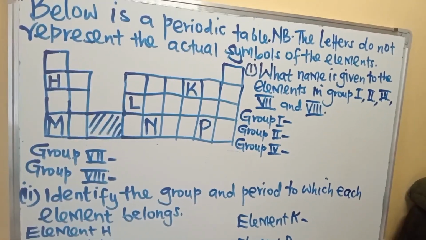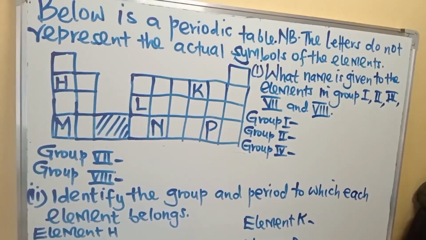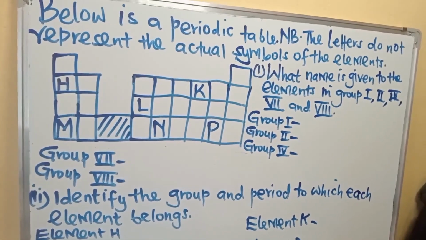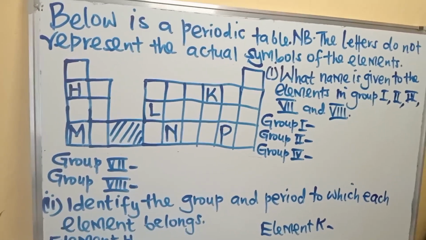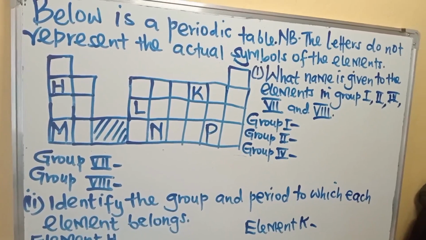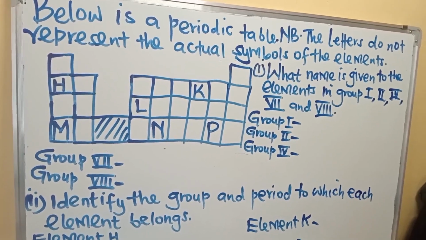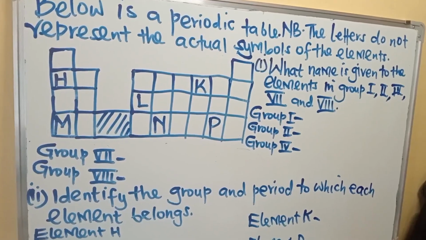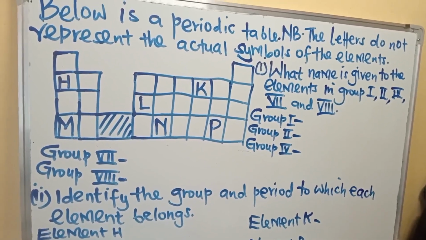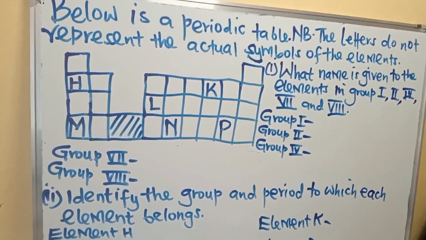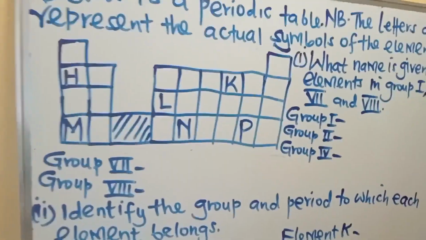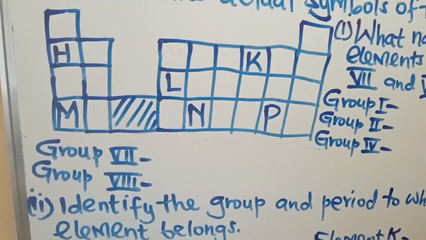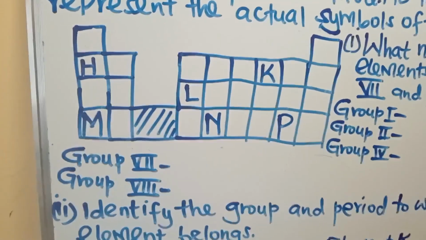So before we begin with the answering of the questions, there is an interpretation that you are supposed to have on the periodic table that has been given. And in other questions, the periodic table that is provided is usually referred to as the grid. So we have the following interpretations to make on the periodic table.